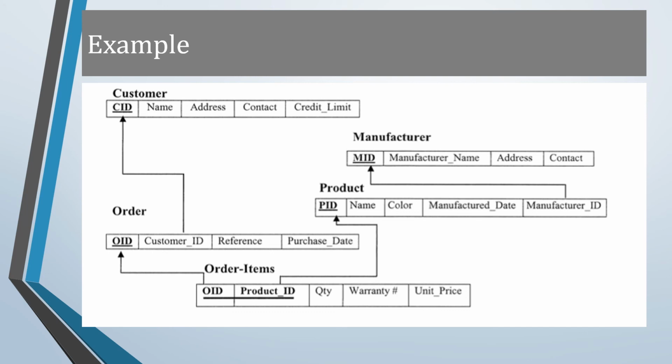And in the order item relation, the order ID and the product ID are both foreign keys from the respective order relation and the product relation. Actually they are foreign keys and they are also composite primary keys. So the order ID and product ID together form the primary key of this relation. Okay, this is another way of representing the schema diagram.